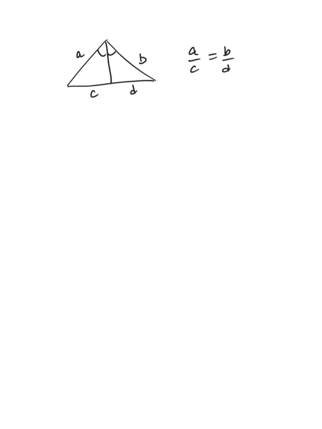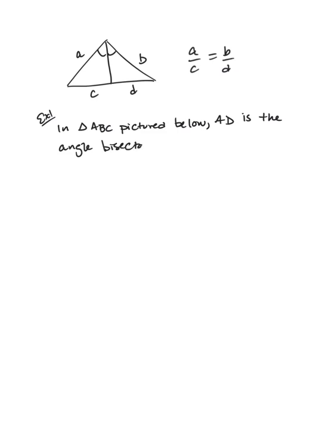All right, so let's look at a problem. Example 1. In triangle ABC, pictured below, AD is the angle bisector of angle A. Okay, if CD is 6, CA is 8, and AB is 12, find BD.